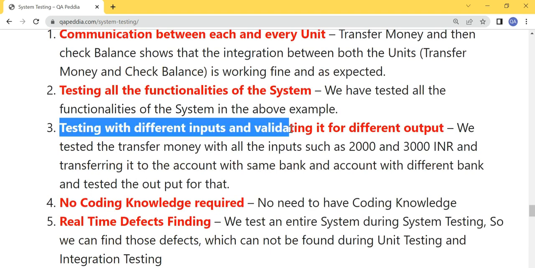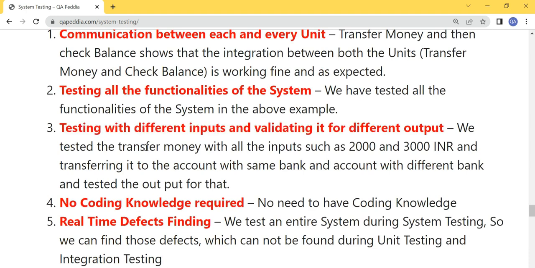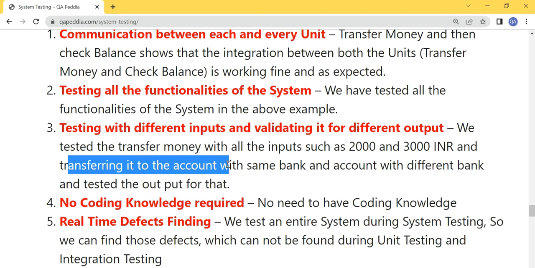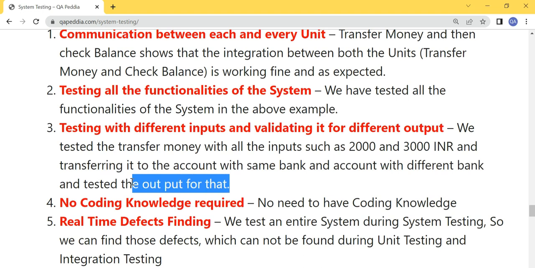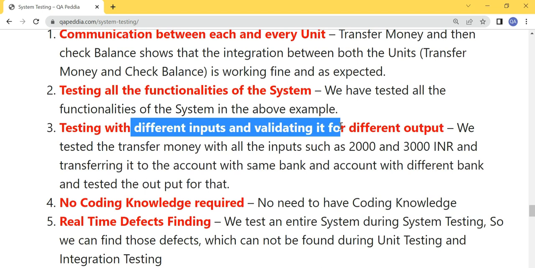Then testing with different inputs and validating it for different outputs. So we tested the transfer money with all types of input like 2000 and 3000. Then we tested transferring it to the same account in the same bank, then transferring it to an account in a different bank. And then we have tested the outputs also for that. So that's the third advantage of system testing.